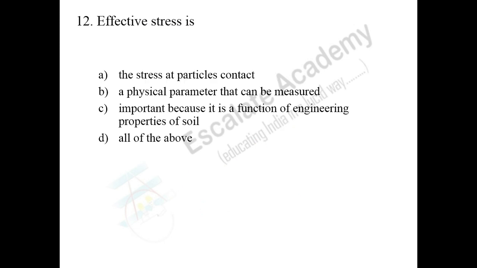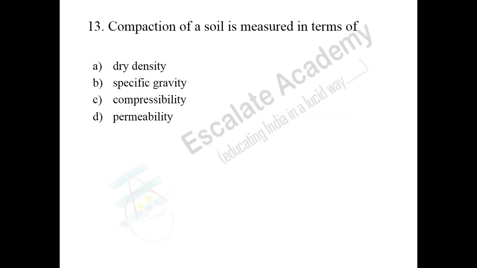Effective stress is important because it is a function of engineering properties of soil. Then 13. Compaction of a soil is measured in terms of dry density. Learn it. Compaction will always be measured in terms of dry density or unit weight.